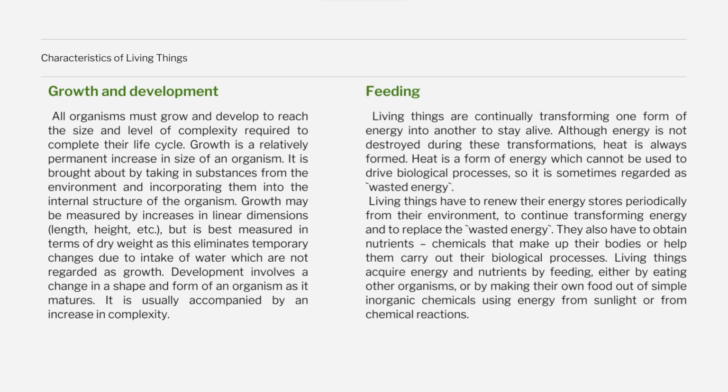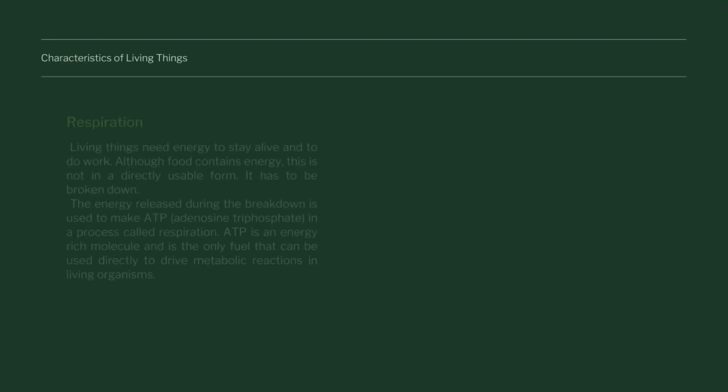Living things have to renew their energy stores periodically from their environment to continue transforming energy and to replace the wasted energy. They also have to obtain nutrients, chemicals that make up their bodies or help them carry out their biological processes. Living things acquire energy and nutrients by feeding, either by eating other organisms or by making their own food out of simple inorganic chemicals using energy from sunlight or from chemical reactions.